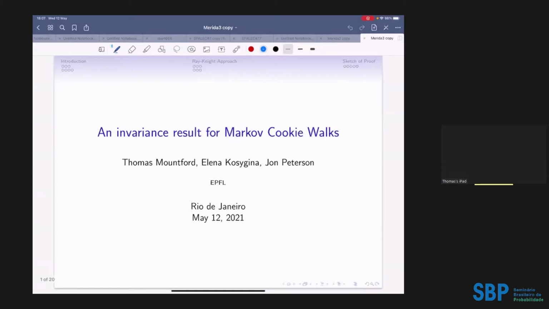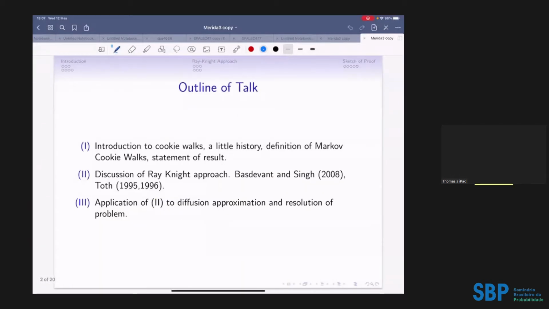Okay, so the talk is just in 3 parts. First, I'd like to talk about cookie walks, what a cookie walk is, a little bit of history, but I mean, Markov cookie walks in particular, they're not a regular part of mainline probability, so it bears going over what I'll be talking about.